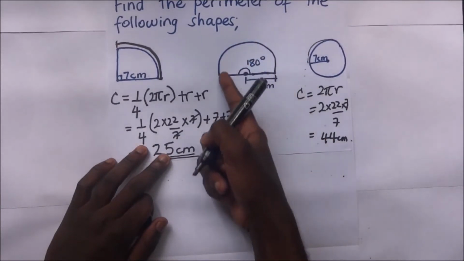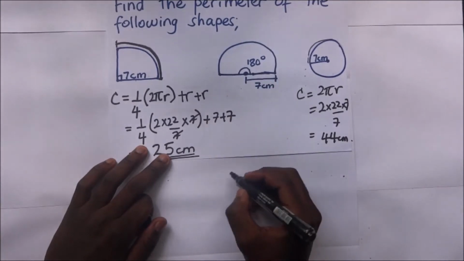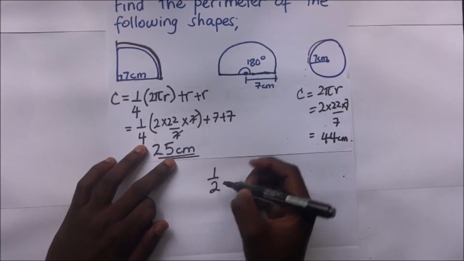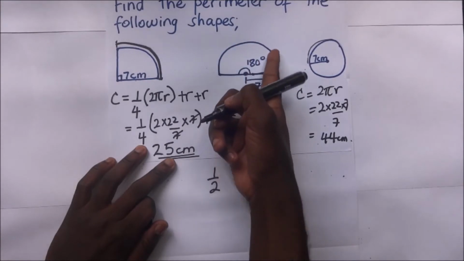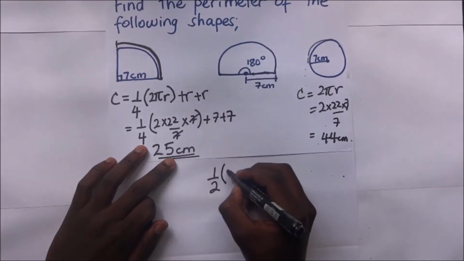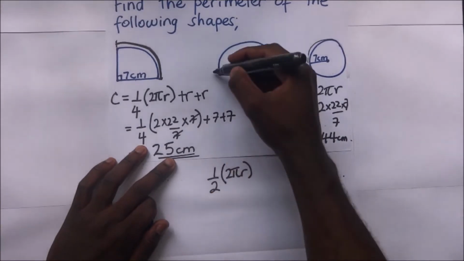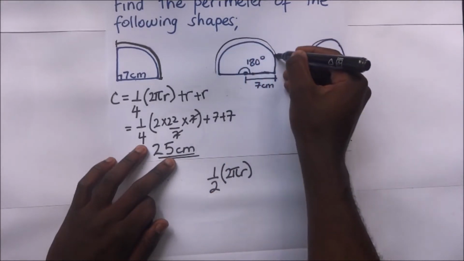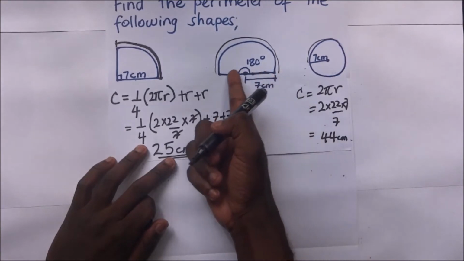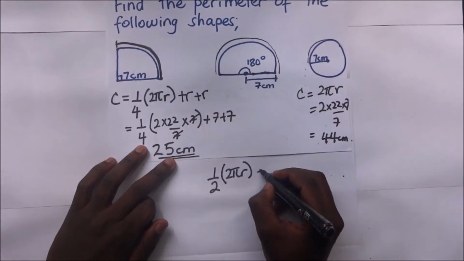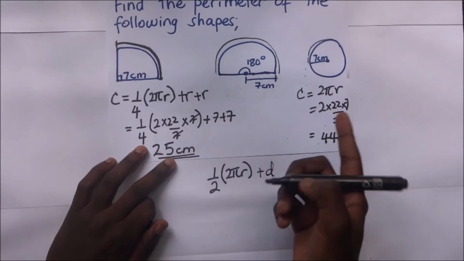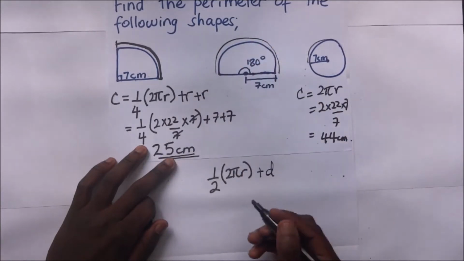this is half of a circle. So it's going to be a half of the circumference of the curved surface. A half times 2 pi r. Now a half times 2 pi r accounts for half of the curved surface plus the diameter. That is plus the diameter to find the distance around the whole, which is the perimeter.